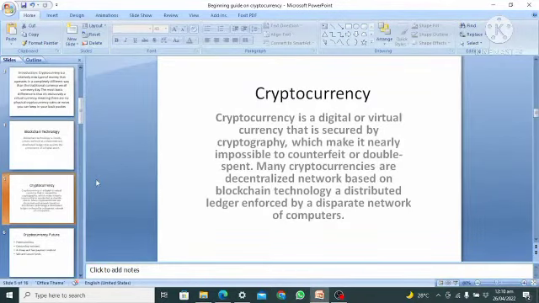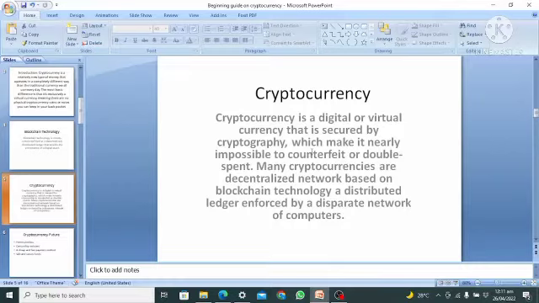Cryptocurrency is a digital or virtual currency that is secured by cryptography, which makes it nearly impossible to counterfeit or double spend. Many cryptocurrencies are decentralized networks based on blockchain technology, a distributed ledger enforced by a disparate network of computers.